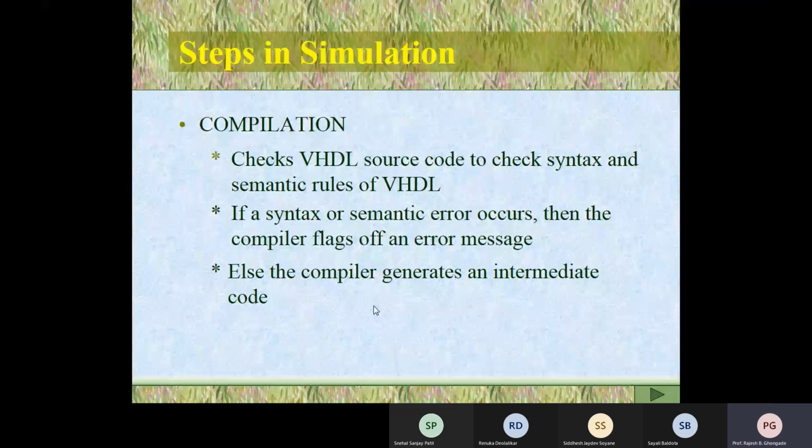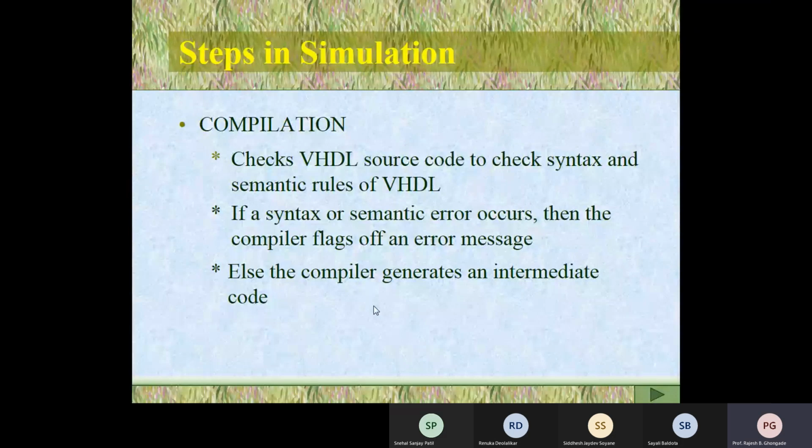The first thing that your compiler will do is compile and check the VHDL source code for syntax and the semantic rules of VHDL. We already have seen what is syntax and what is semantic. Syntax is the proper grammar of the language, whereas semantic is the meaning, whether it is meaningful properly or not. If you compare it with a conventional programming language, it is syntax checking on one side and the logic or the algorithm checking on the other side.